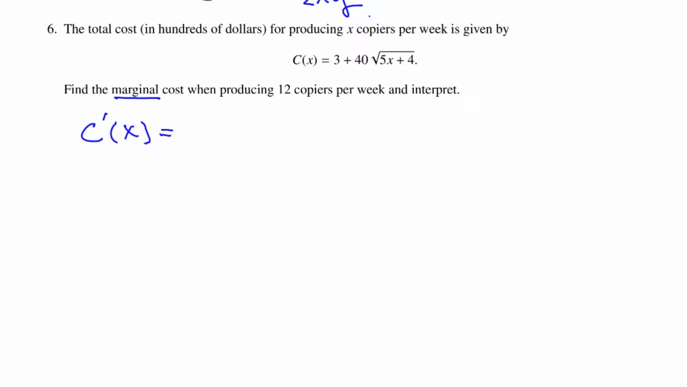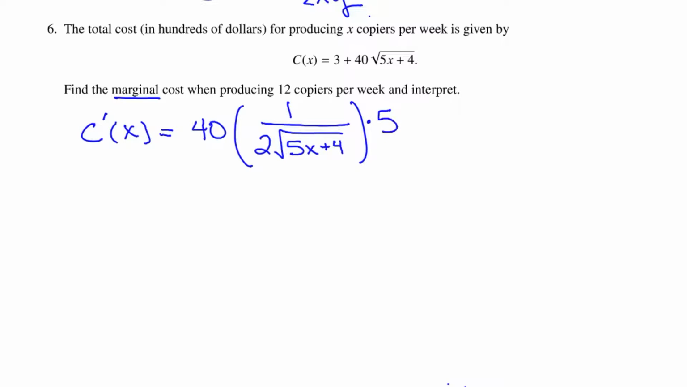The derivative of 3 is 0. The derivative of 40 times the square root of 5x + 4: 40 is a constant multiplier, it stays. And we have 1 over 2 times the square root of 5x + 4, times the derivative of the inside, which is 5. You simplify that. 40 divided by 2 is 20, 20 times 5 is 100. So this should be 100 over the square root of 5x + 4.